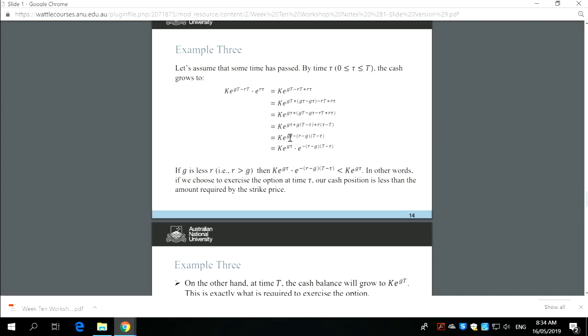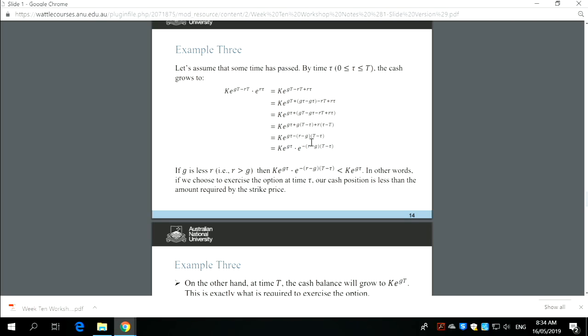And then lastly, we can break it up a little bit. So basically, that's just K times e to the g tau times e to the power of minus bracket r minus g times T minus tau, okay?